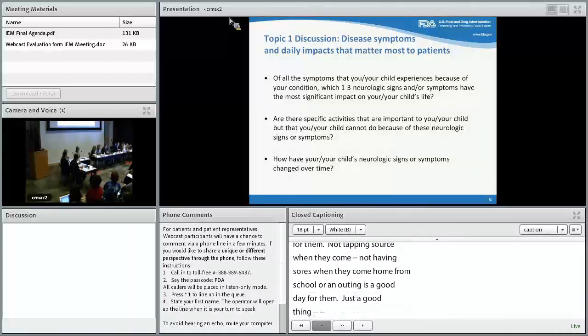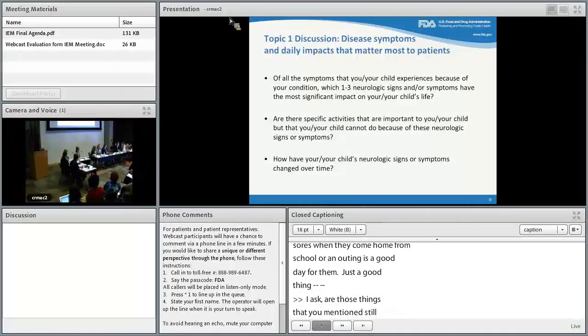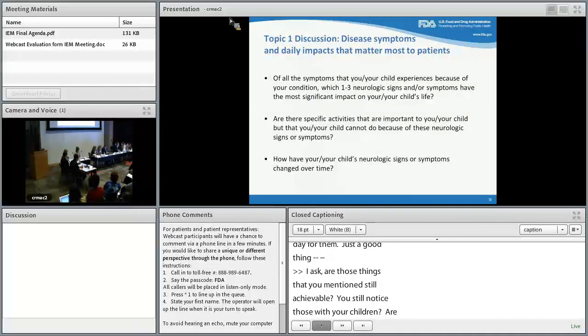And can I ask, Tracy, are all those things that you mentioned still achievable? Do you still notice those with your children? Are those rare events, or are they more common even if they're variable? As far as seizures, I think Noah's older. I think he's past the point where he's having a lot of seizures now. There's so much brain atrophy, so the no seizures is more important for Lane.